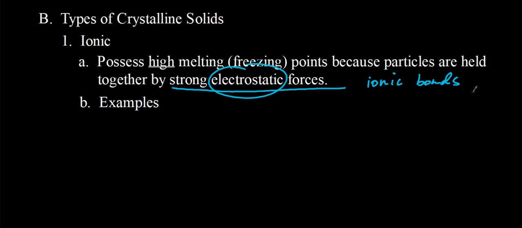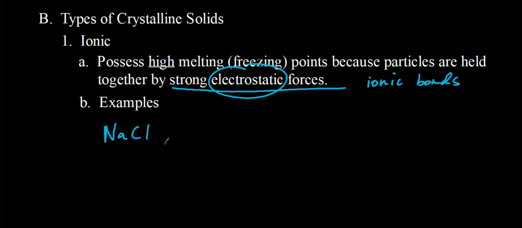Example, sodium chloride is an ionic solid. It's made up of sodium ions and chloride ions all held together by ionic bonds. You don't need to know this number, but the melting point of sodium chloride is 801 degrees Celsius. If you were to pour some sodium chloride in a pan and put it on your stove and turn it on, would the salt melt? No way. Your stove does not get hot enough to melt any ionic solid like sodium chloride.